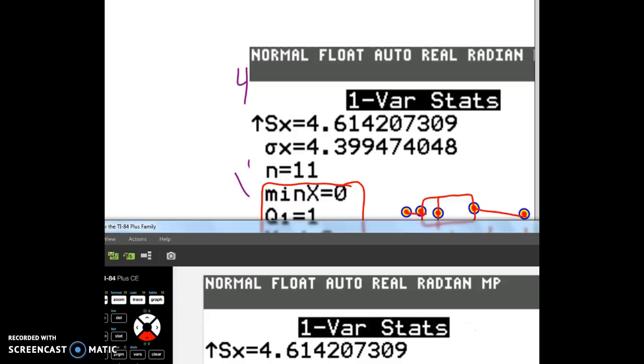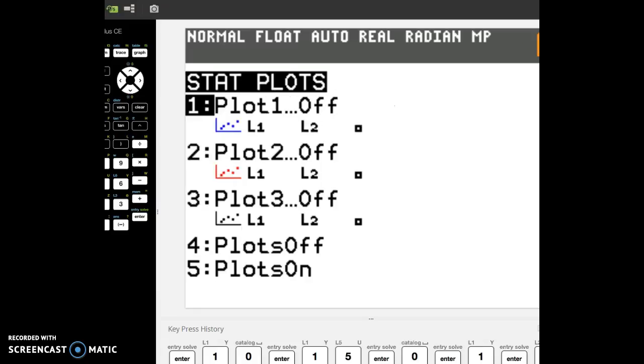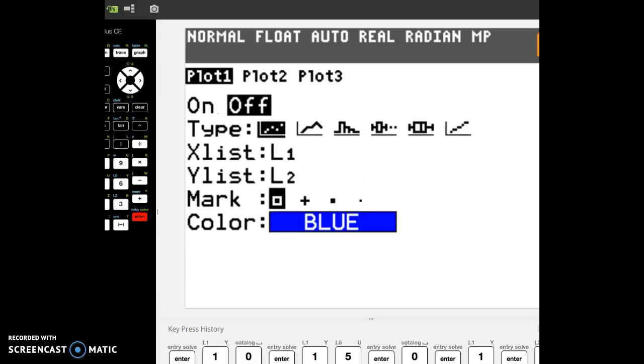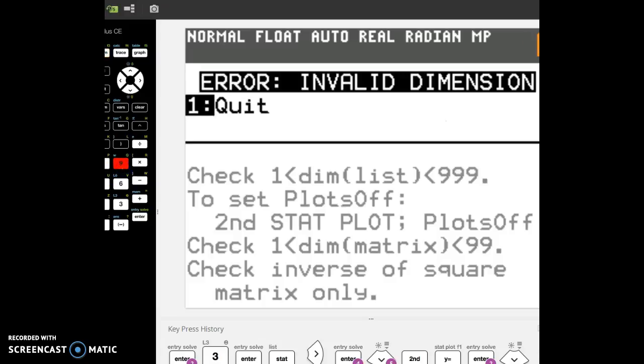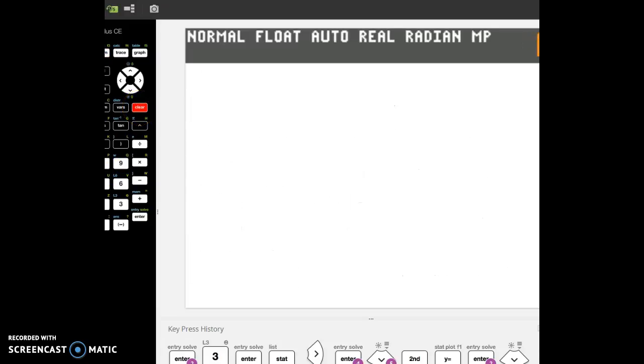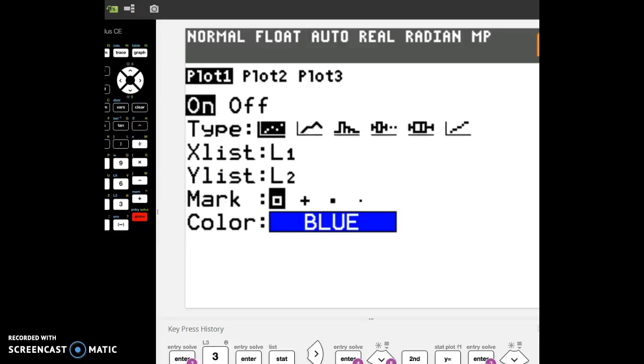Your calculator does show you a box and whisker plot. If you want me to come around and show you individually how you do that, you press second y equals where there's stat plots. I'm going to turn it on. Type, I'm going to go to the one that looks like the box plot, without the dots. And then I just press zoom 9 for stat. Clearly there's an error, so let's see what the error is. Let's try that again. I turned it on. Oh, I didn't actually press enter when I talked about the type that I wanted.